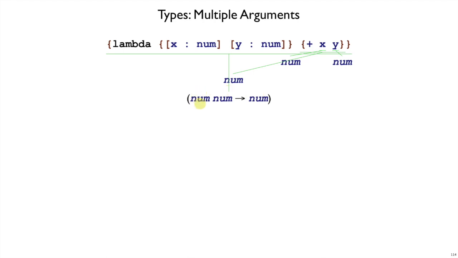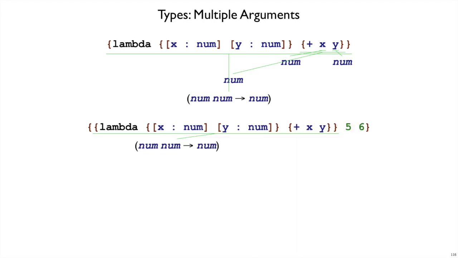And this is how we're going to write the argument types when there's multiple of them. We just separate them by a space. So an arrow will separate the argument from the result type. And with that, we can give a type to this lambda, that same lambda applied to 5 and 6, because we have num num arrow num. 5 is a number, 6 is a number, and those two types match up in order with the expected arguments. So everything all put together has type number.